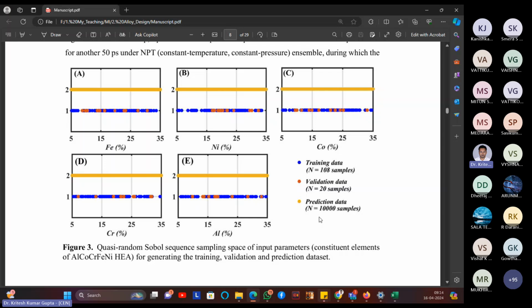That's the beauty of machine learning models: we construct the model using a relatively very small number of samples. The model we will assess for better accuracy. If we are getting better accuracy, we can deploy those models for prediction for a higher number of samples, as you can see here.